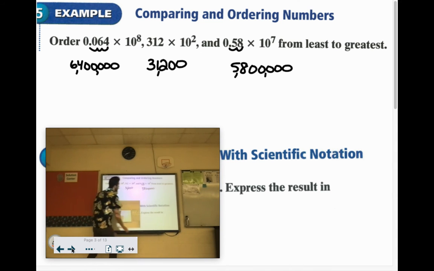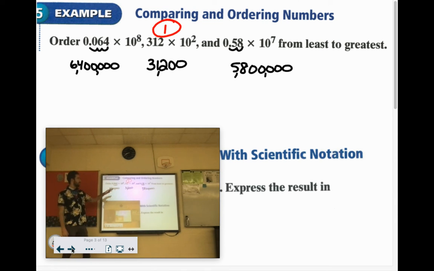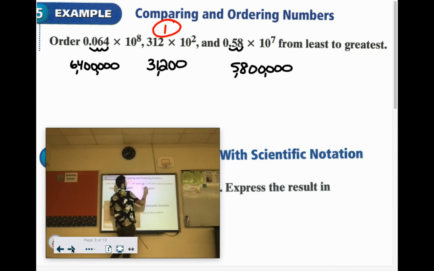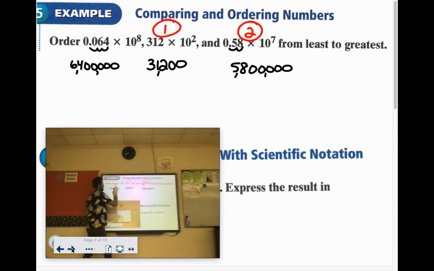So least to greatest, the 31,200 is obviously the least. So that would be our smallest. And then we have 5,800,000. This would be our second smallest. And this would be our greatest.